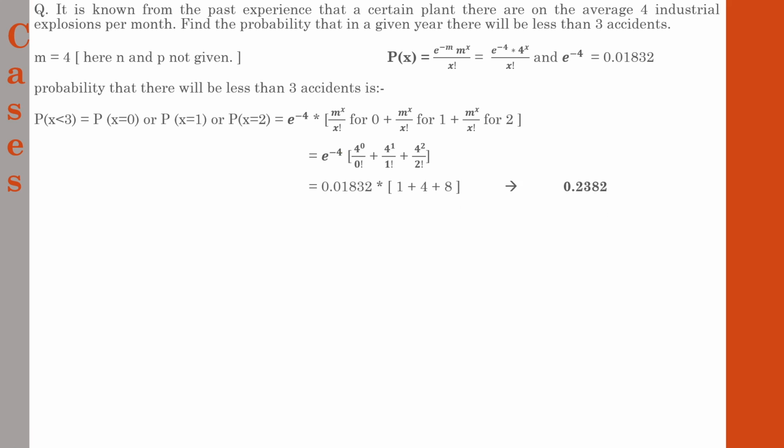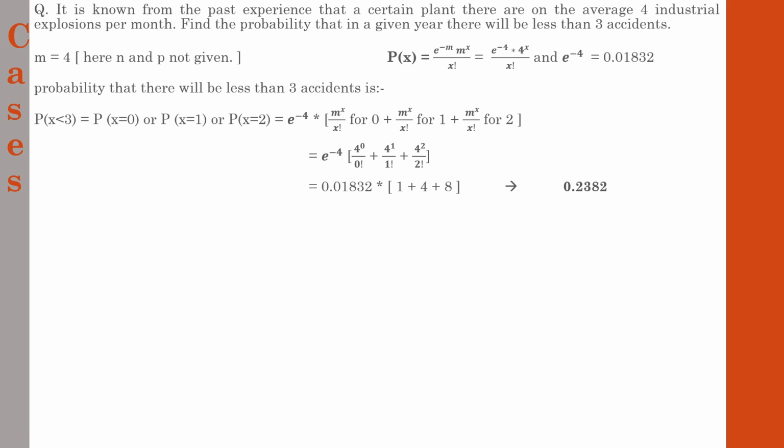Now just substitute all the values. 0.01832 I have just substituted now, plus I hope you know how to solve this one, because we have learned about this concept in the theory, combinations and permutations area. So I am not going to explain that step again. By solving using combinations or permutations, you will get 1 for this one, 4 for this one, and 8 for this one. Just add all these 3, and if you multiply it with 0.0183, you will get the value 0.2382.